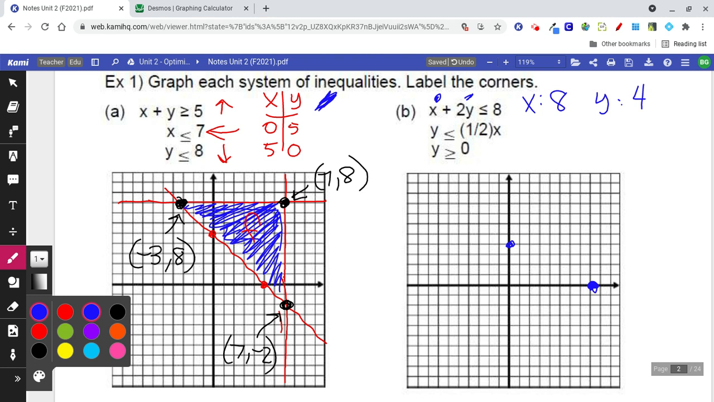All I'm doing is kind of the same thing over here, that table. I'm plugging in 0 for y to get x. I'm plugging in 0 for x to get y. Those are my intercepts. I can see my line goes through those points. Now, since it says less than, I'm going to shade down.